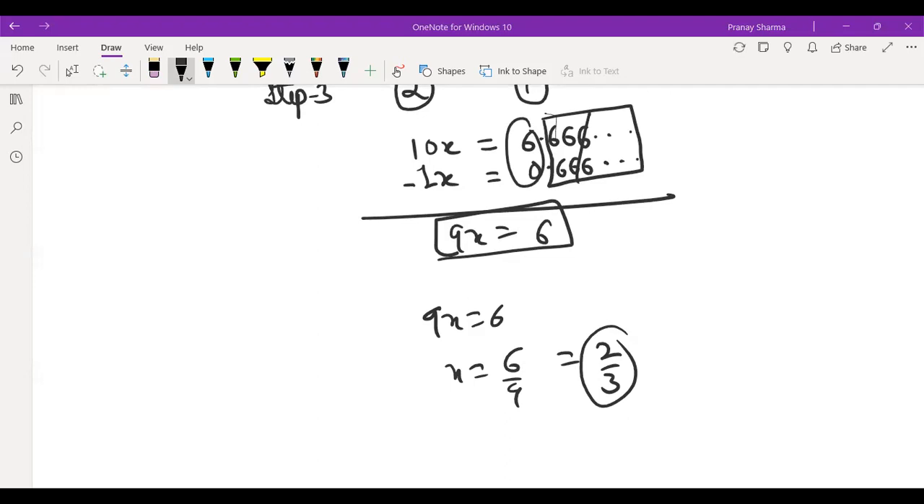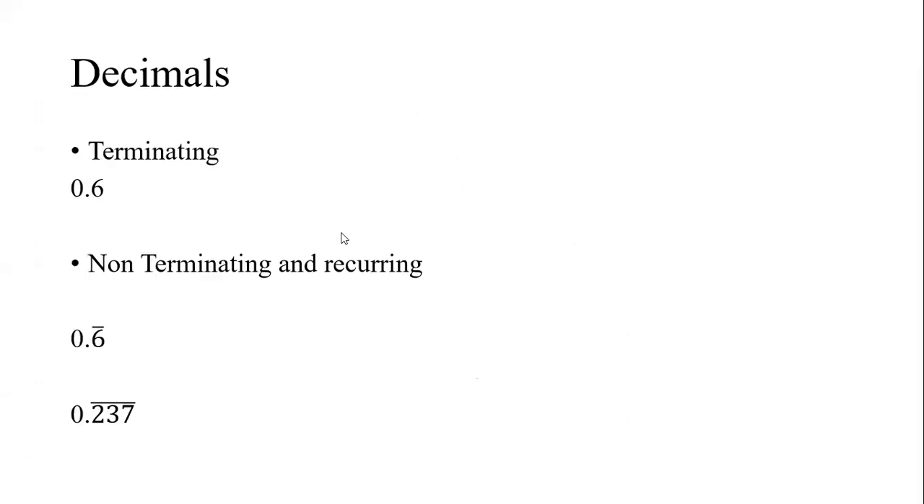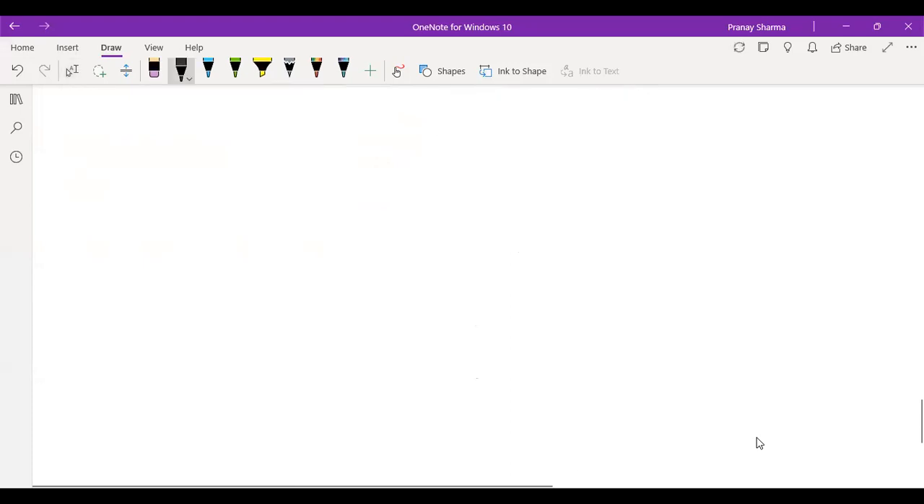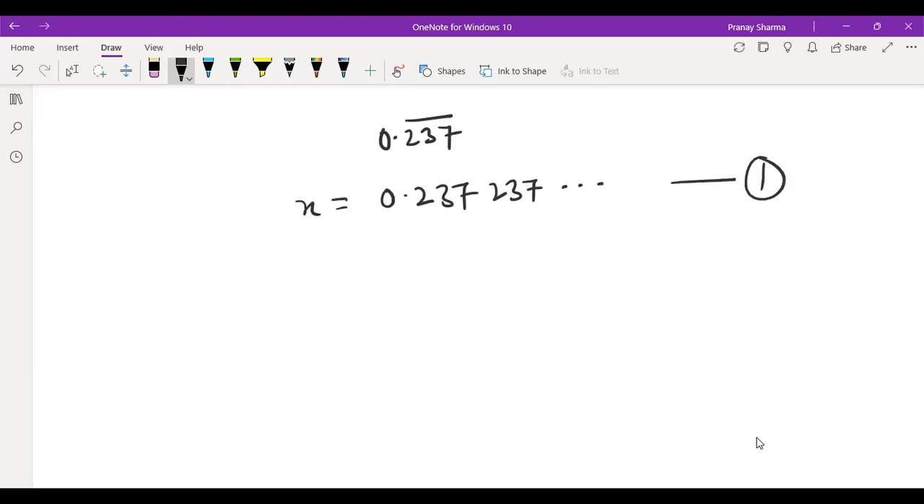Yeah. I hope the slide is visible. So 0.237 bar is something that we need to identify. I hope I haven't pronounced it incorrectly. It is 0.237 bar. Fine. So we are given yet another example, 0.237 bar. I told you in step number 1, assume it to be equal to x, and you should be expressing it in this way. 3 dots, call this as equation number 1.